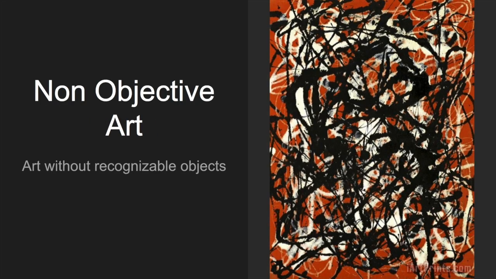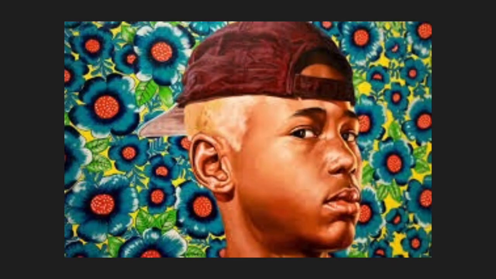Non-objective art is art without any recognizable objects whatsoever. This is a painting with industrial paint by Jackson Pollock, a very famous American painter. Non-objective, no recognizable objects.